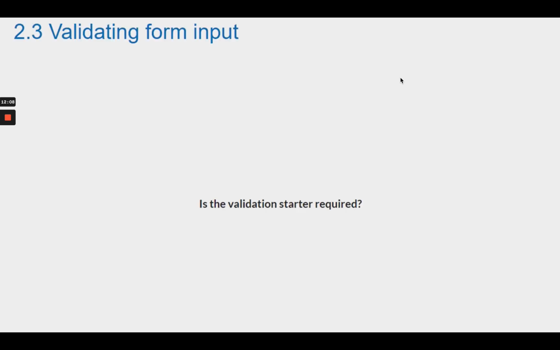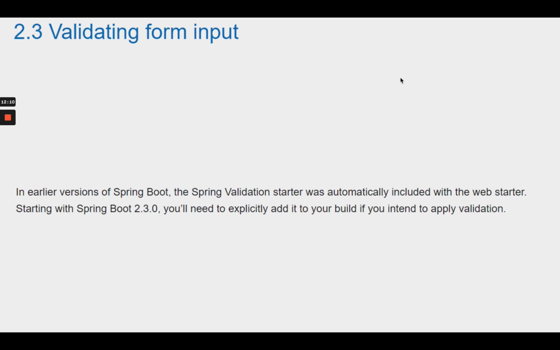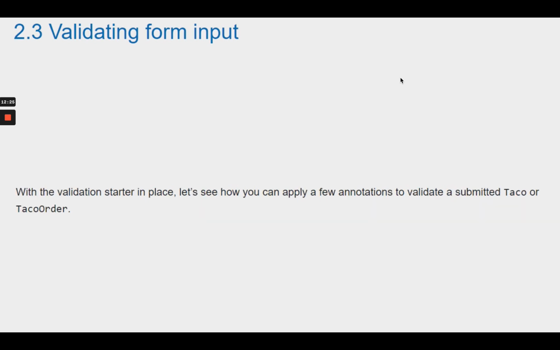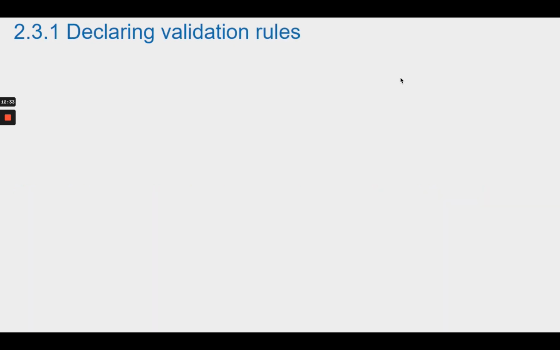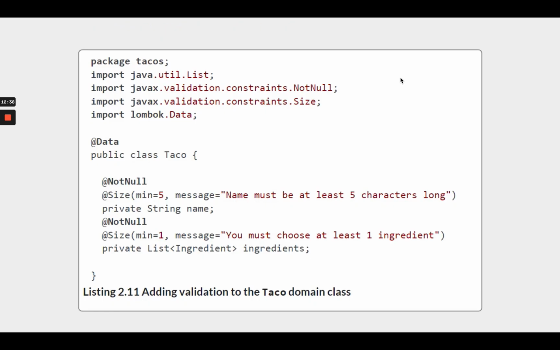Is the Validation Starter required? In early versions of Spring Boot, the Spring Validation Starter was automatically included with the Web Starter. Starting with Spring Boot 2.3.0, you'll need to explicitly add it to your build if you intend to apply validation. With the Validation Starter in place, let's see how you can apply a few annotations to validate a submitted taco or taco order. Section 2.3.1, Declaring Validation Rules.